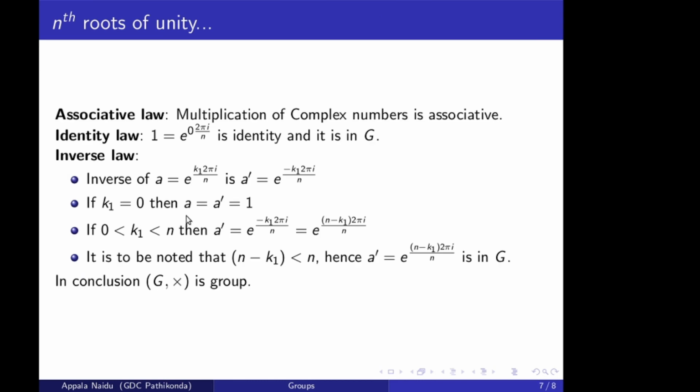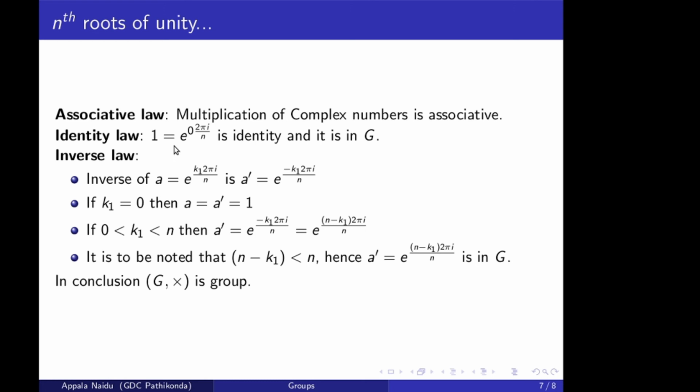Now let us see associative law. Multiplication of complex numbers is associative. Hence, since this set of numbers is a subset of complex numbers, this also satisfies associative law. So with multiplication, one is the identity, that can be written as e power 0 into 2 pi i by n. This element is in G. Hence G satisfies identity law with multiplication.